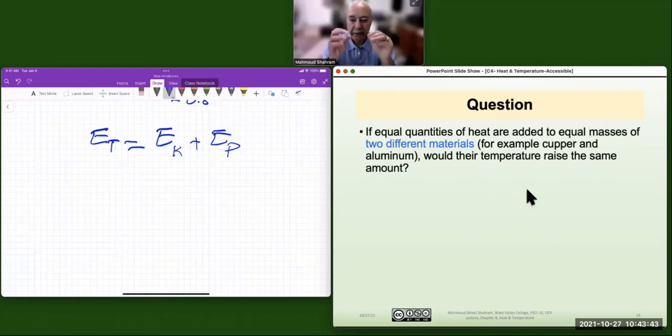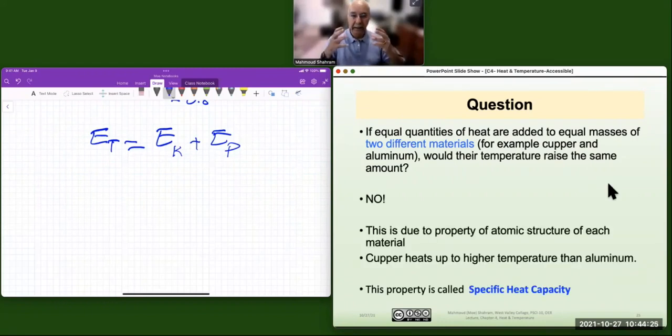Some materials heat up very quickly, some don't. For example, a copper pot can heat up quicker than an aluminum pot. If you try to boil water, you see that some pots heat up the water quicker than others. That has to do with the property of the atomic structures in those pots, and that's called specific heat capacity. In other words, how fast or how slowly that material heats up.